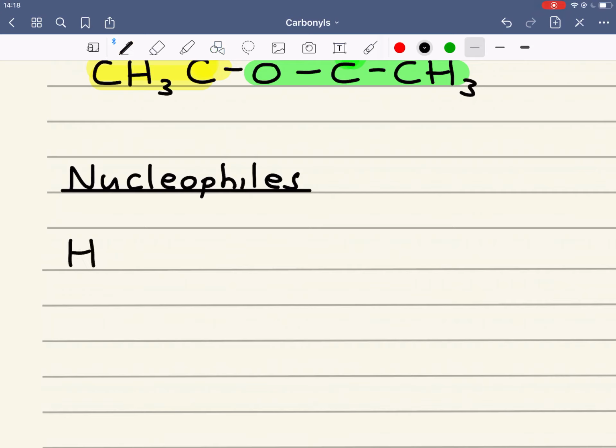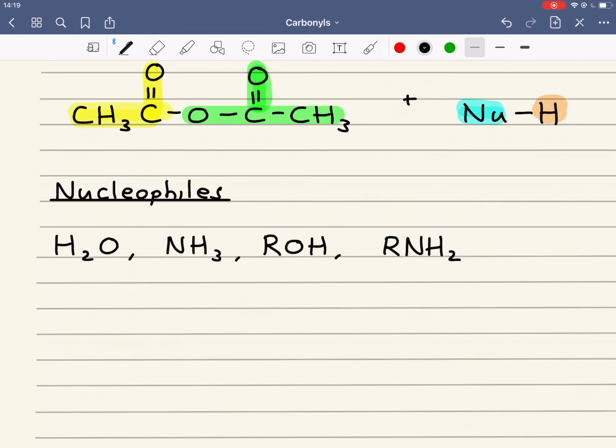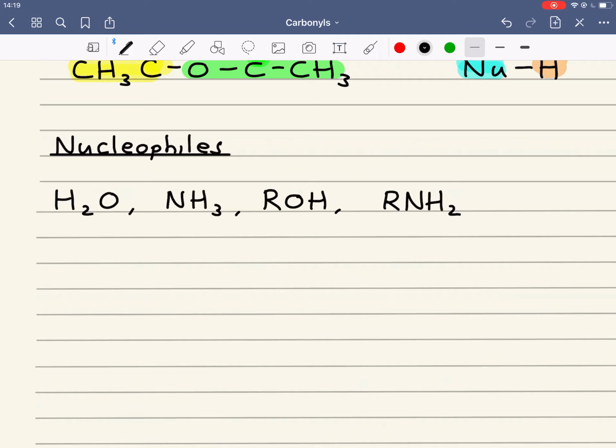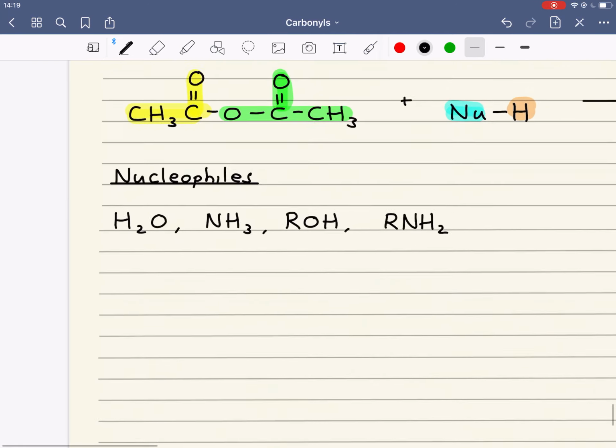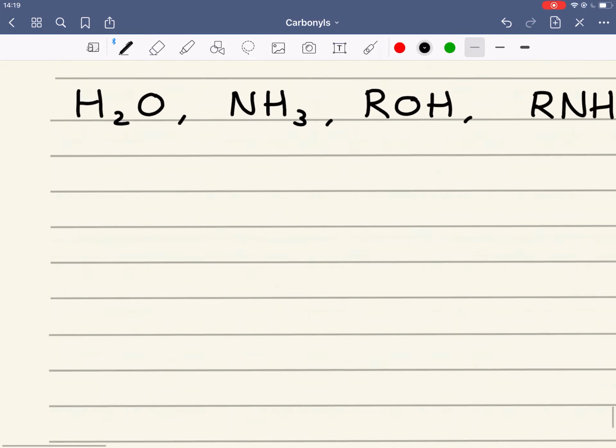We've got H2O, NH3, alcohols and primary amines. So let's have a look at their reactions. I will say now that it does undergo nucleophilic addition elimination in much the same way as an acyl chloride. The mechanism is exactly the same, except this here is instead of the Cl. But we don't need to know the mechanism for the exam. But we might be asked to write down the reactions. So let's have a look.